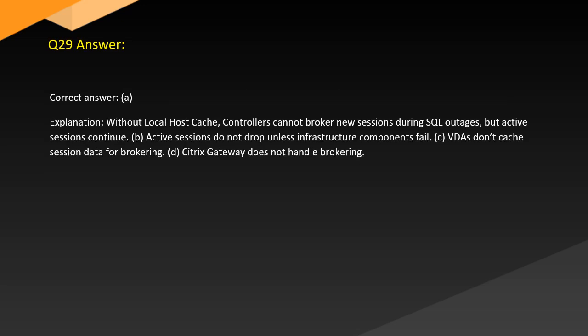Answer. Correct answer A. Explanation. Without Local Host Cache, controllers cannot broker new sessions during SQL outages, but active sessions continue. B. Active sessions do not drop unless infrastructure components fail. C. VDAs don't cache session data for brokering. D. Citrix Gateway does not handle brokering.